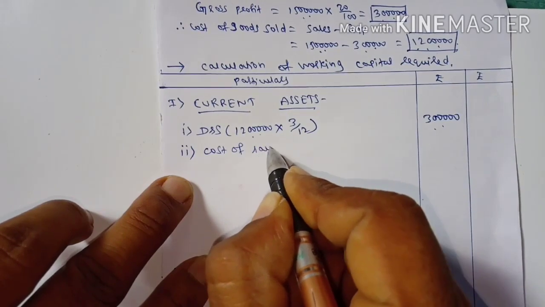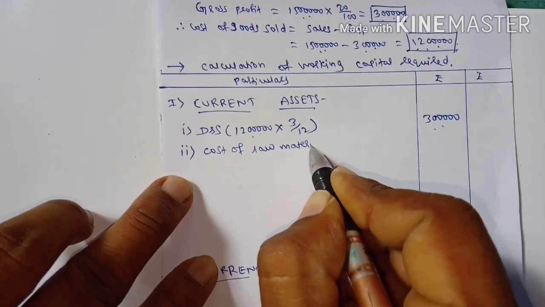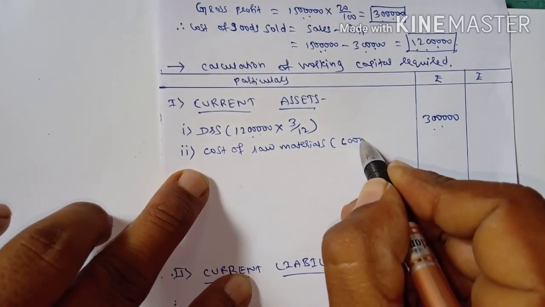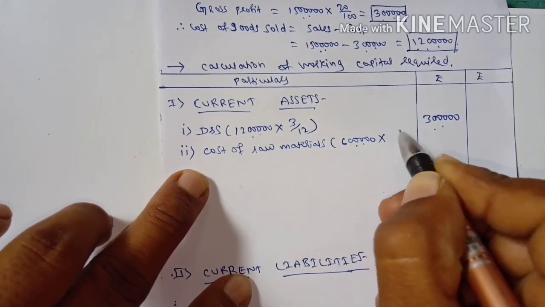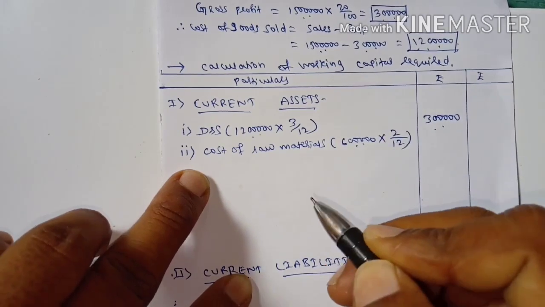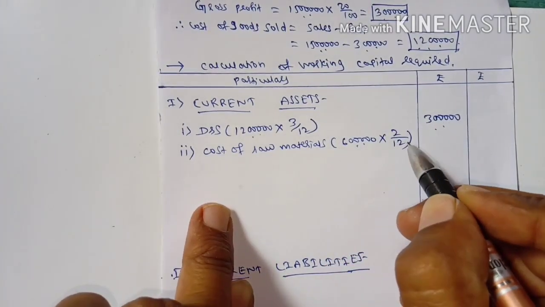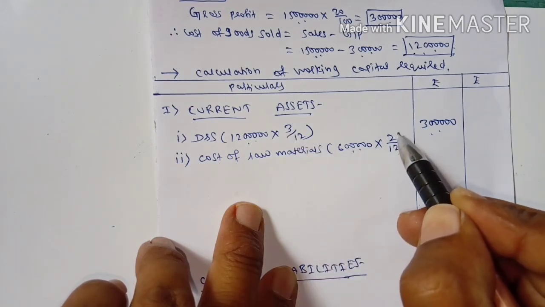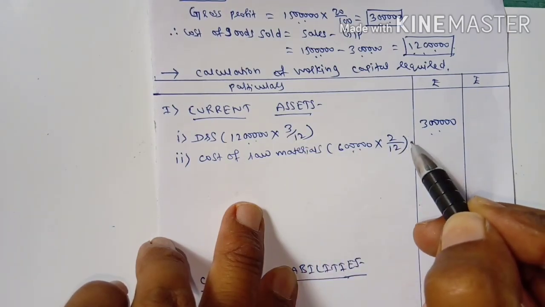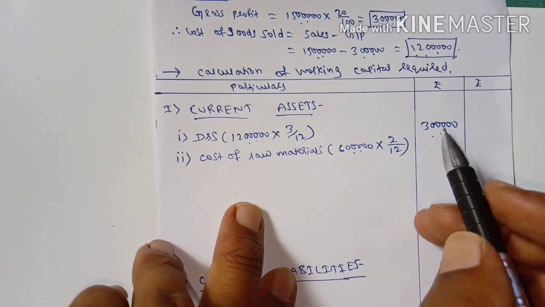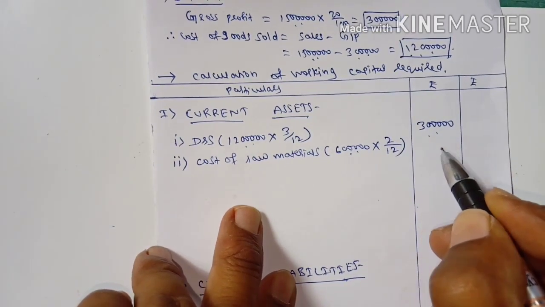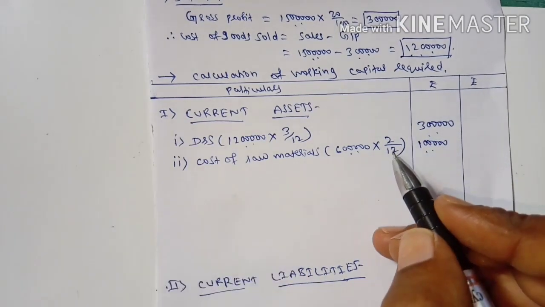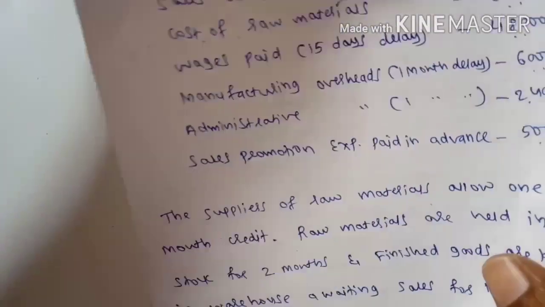Cost of raw materials. So how is the amount calculated? 6 lakh. So these are kept in stock for 2 months. Sometimes in the problem weeks are given. When weeks are given, weeks divided by 52. When months are given, months divided by 12. Okay, so it is 1 lakh.